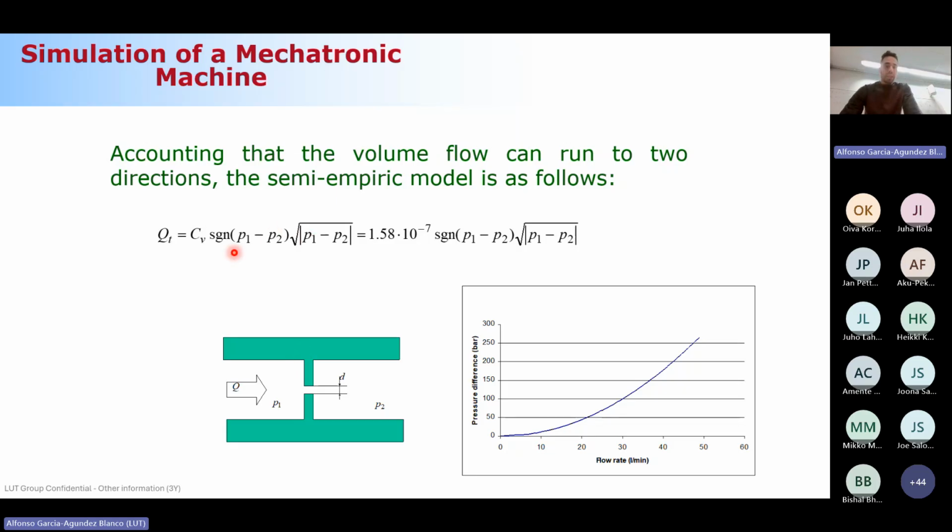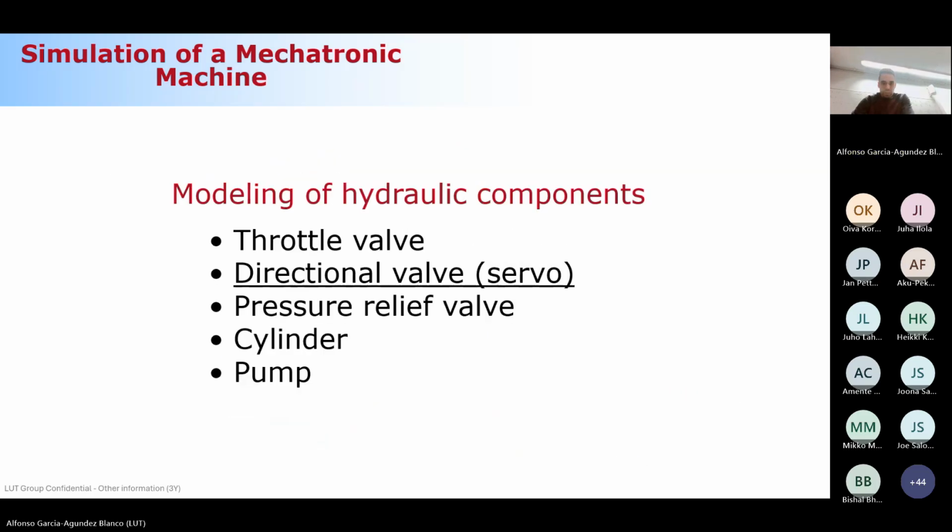So in general, the expression of your volumetric flow rate will be this constant times the sign function, which is just a 1 or minus 1, okay? And the square root of the absolute pressure difference, okay? Clear? Yes? Perfect. So that was everything related to the throttle valve.